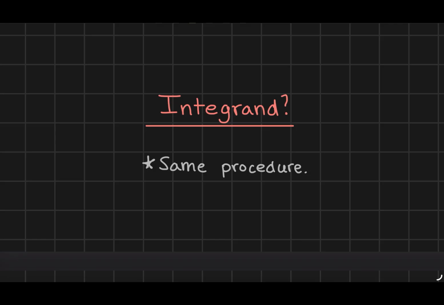That's the first step. Now let's go ahead and talk about our integrand. Well, our integrand is going to be the exact same procedure, wherein we're pretty much just going to plug our parameterized surface into the integrand that's already given there. So that's going to be the exact same.